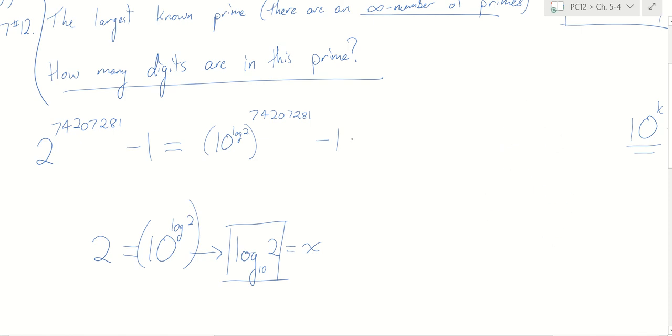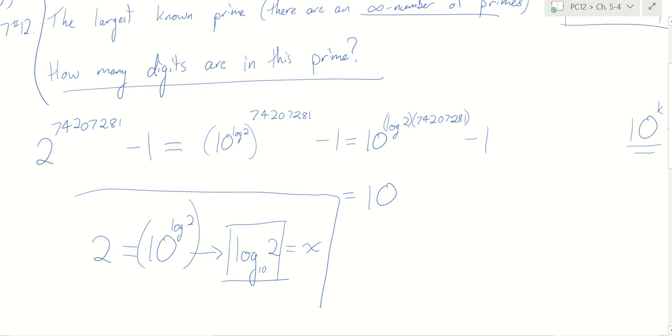So, or simplifying. So for our next statement, we can really just apply the exponent property. We have an exponent on the inside of brackets, an exponent on the outside of brackets. Let's multiply those two exponents. So this is just going to be 10 to the power of log 2 times 74,207,281 minus 1. And let's continue. So this is really just going to be 10 to the, what is the exponent that we are actually going to be placing on base 10 here?